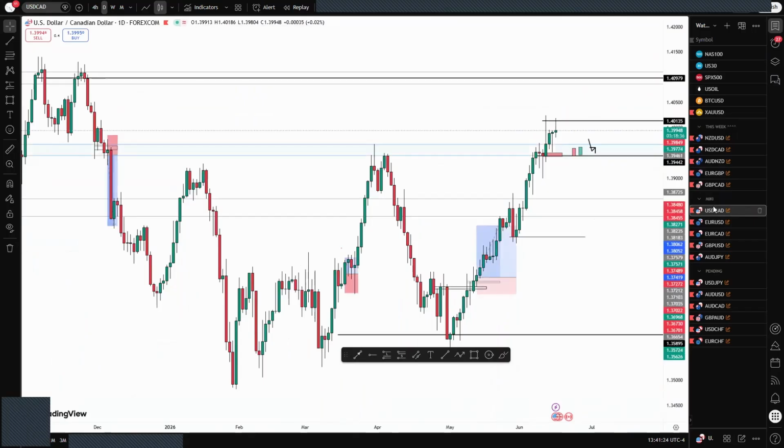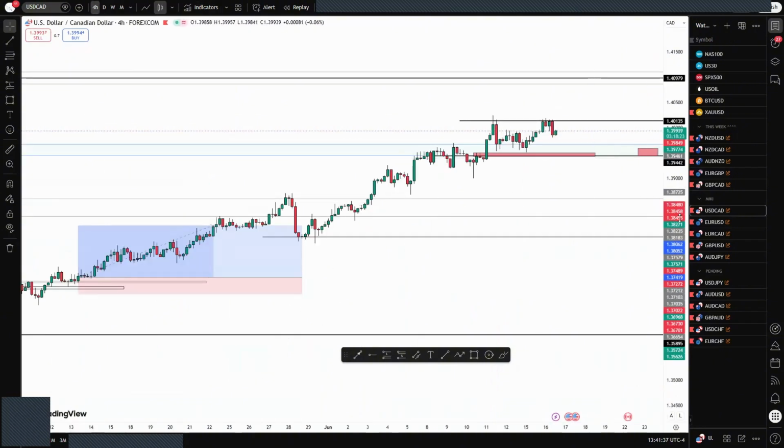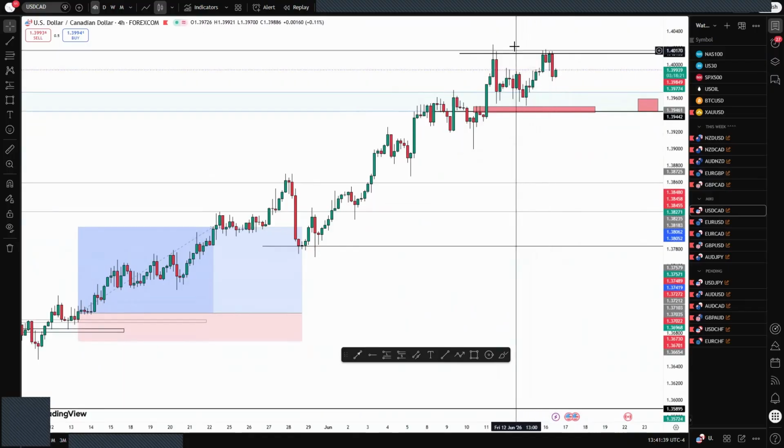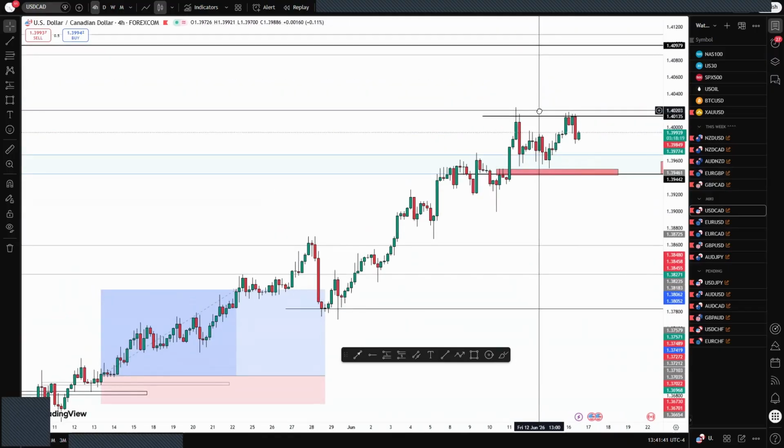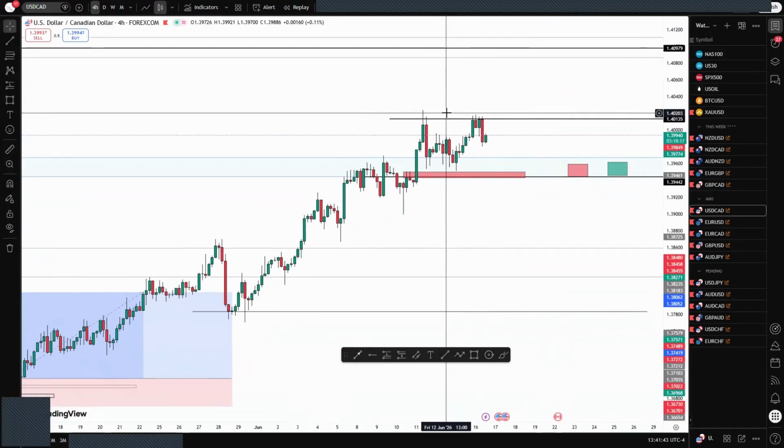USD card, you can see they're also very much bullish. Price hasn't yet retested here. Price is still weighing its options.